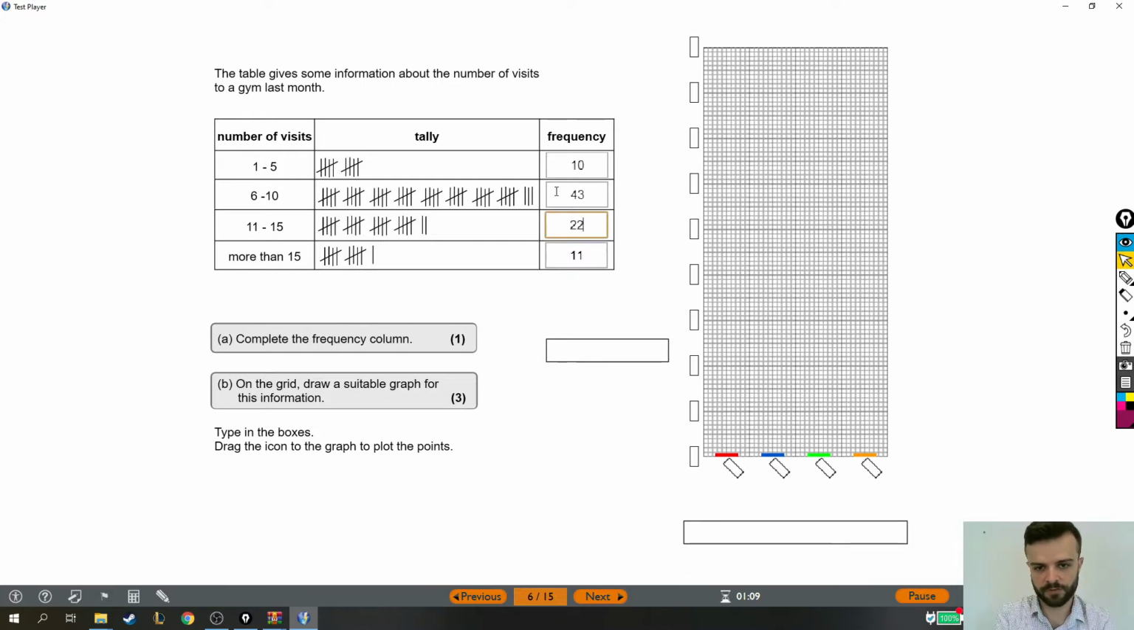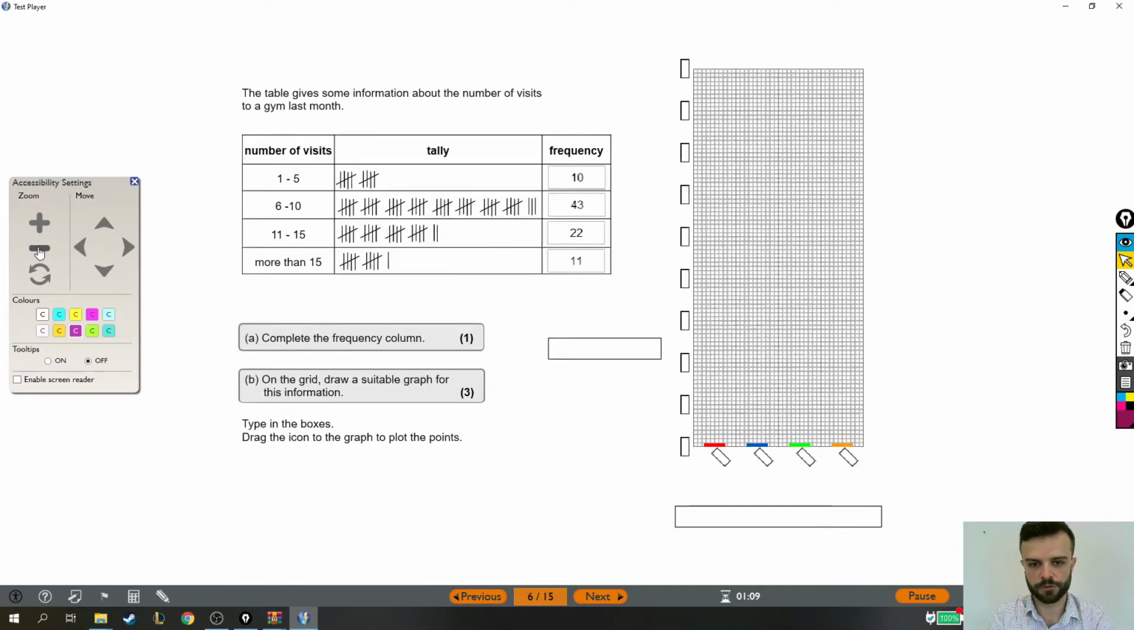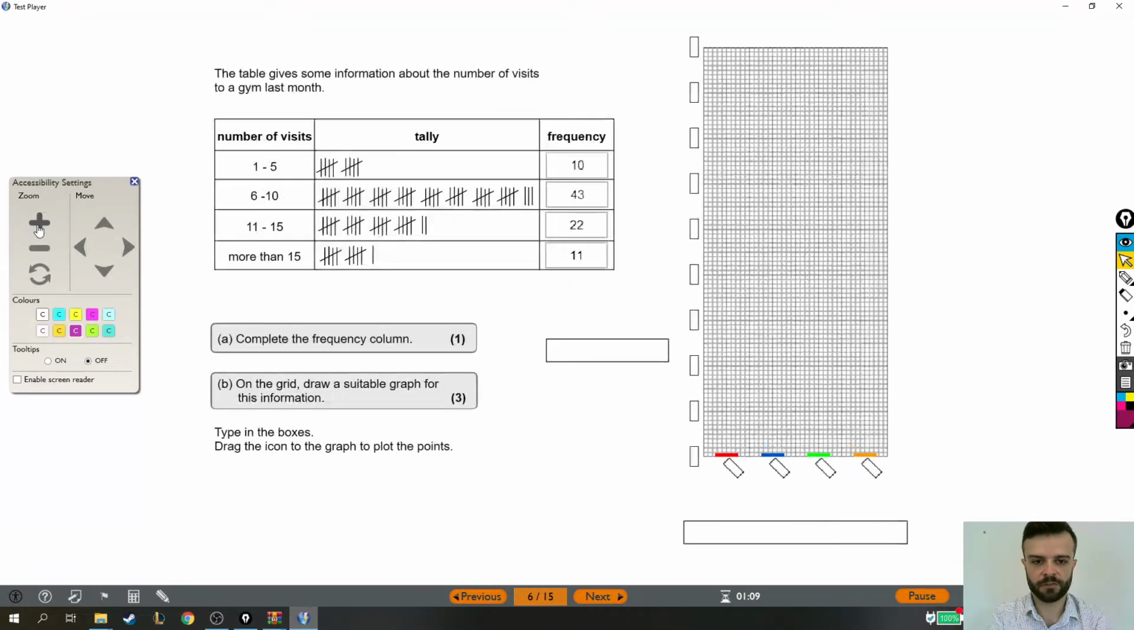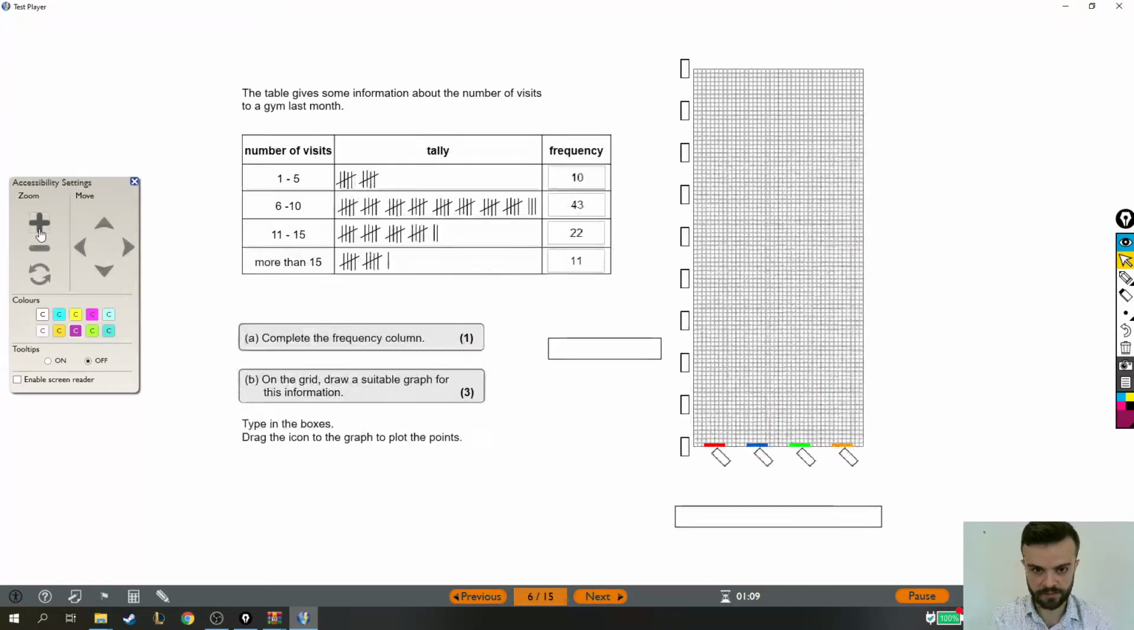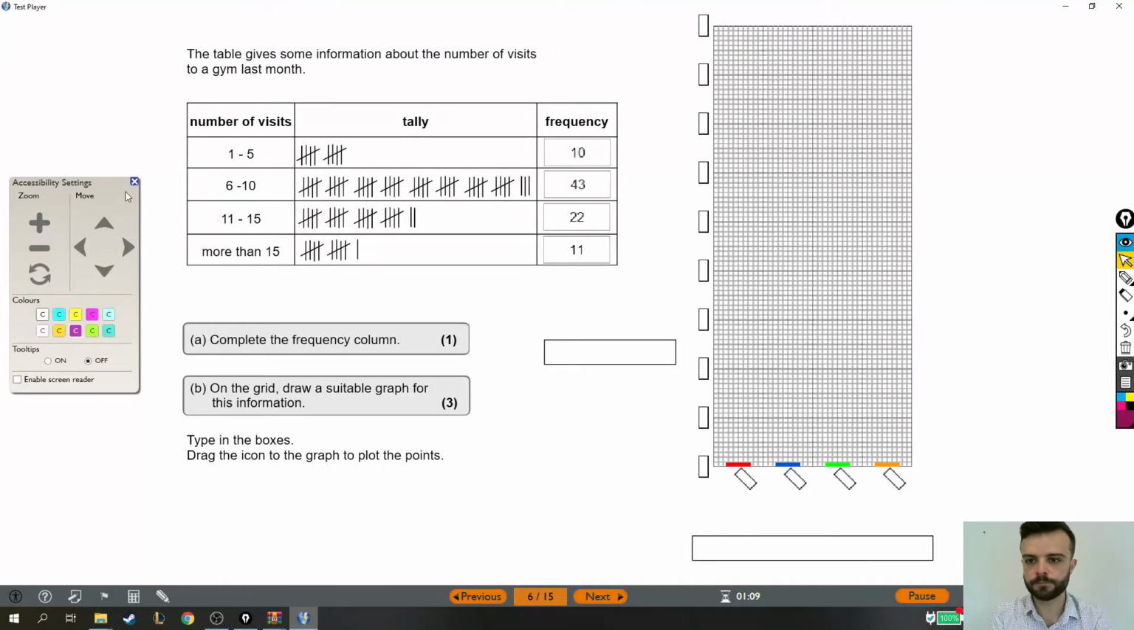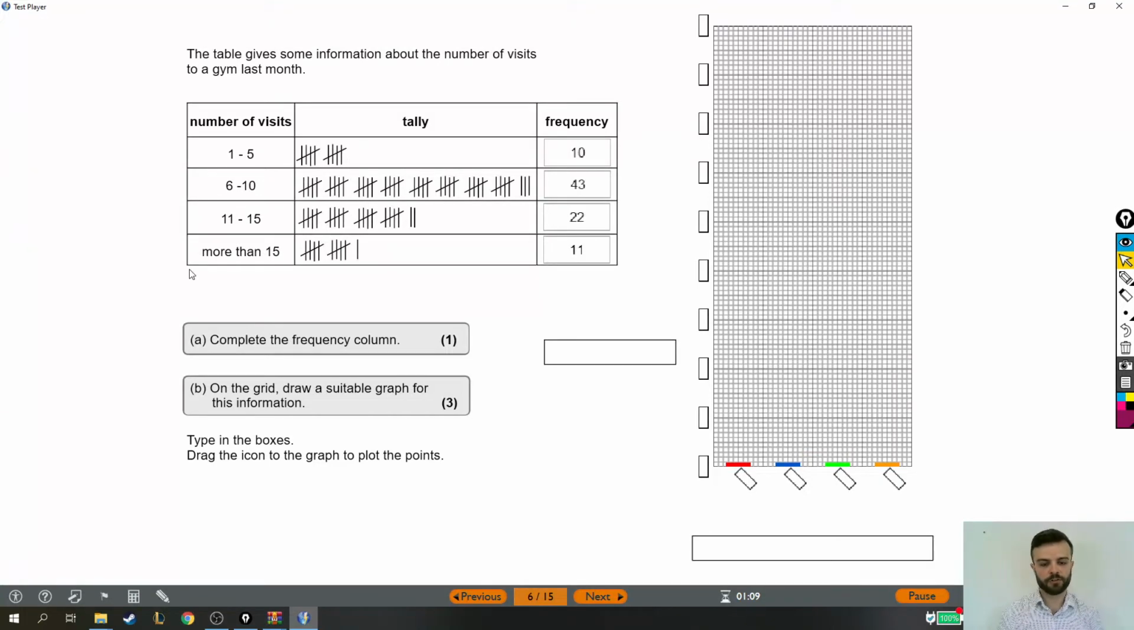Just by the way, the reason why these numbers look a little bit blurry is because I've zoomed in a bit, which you are allowed to do on your exam as well. It's really easy to do, just like that. And perhaps for a graph question, it actually makes more sense because it's easier to see the grid when it's a bit bigger. So we've completed the frequency column, that's part A, and now for part B, we need to draw a suitable graph for the information.